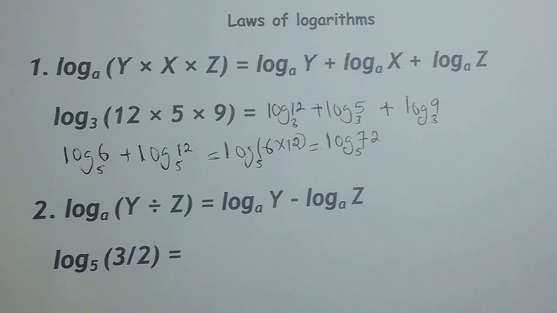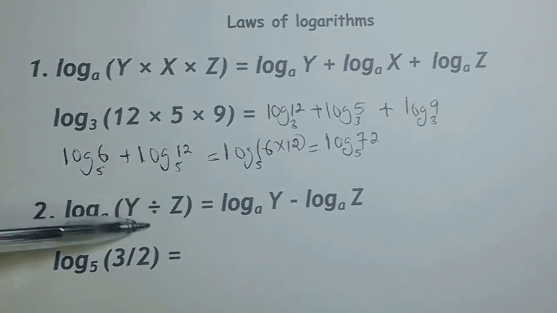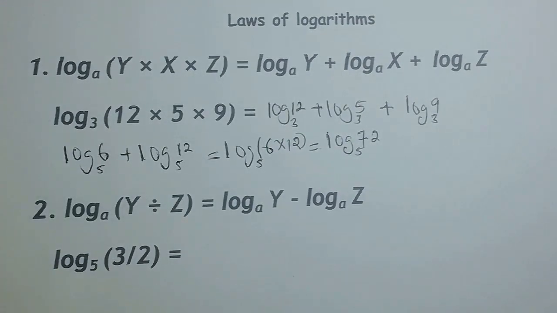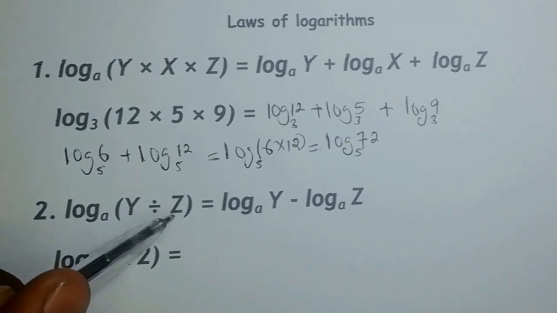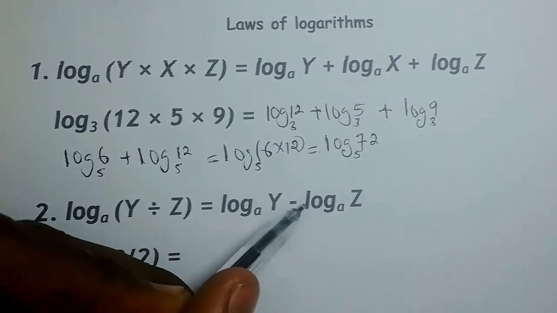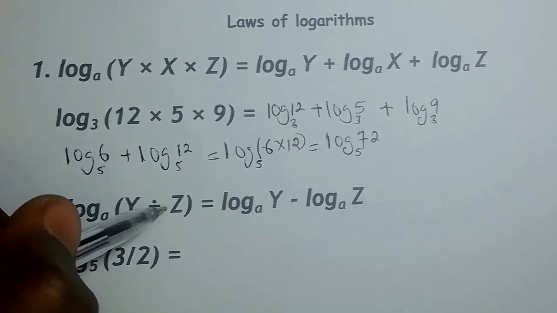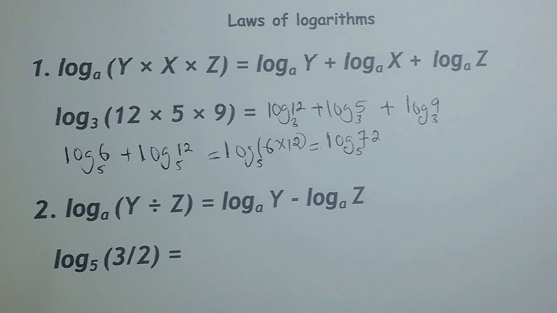The second law says it's the same as the first law, but in this case, instead of multiplication, it's a division sign here. So it says log y over z base a is the same as log y base a minus log z base a. So the numerator minus the denominator, log of the numerator minus log of the denominator.